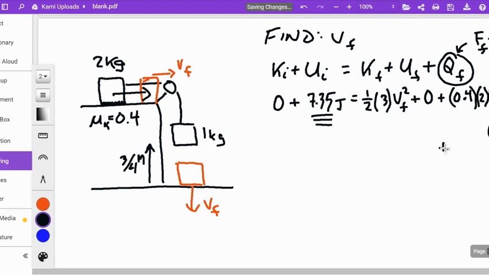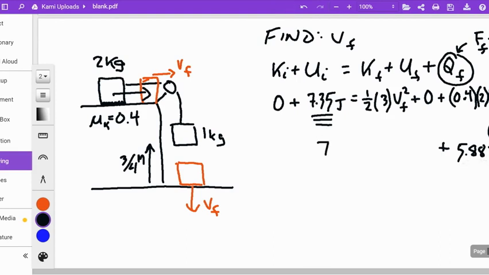Okay, so let's see what that gives. I'm going to run it on my calculator. I've got 0.4 times 2 times 9.8 times 0.75. And I end up with 5.88 joules. Okay, wow, that's a lot. So those are the joules that get converted into heat. Those are pure heat, okay?